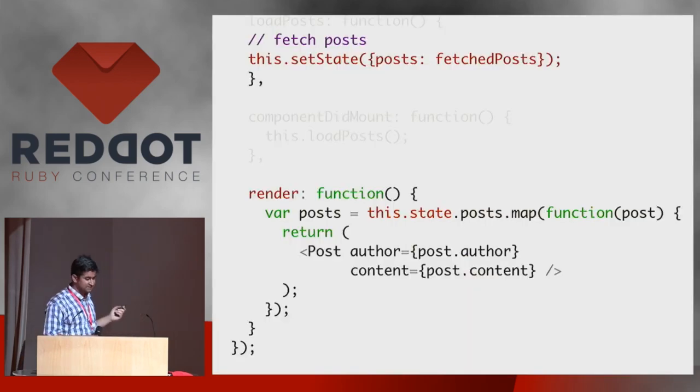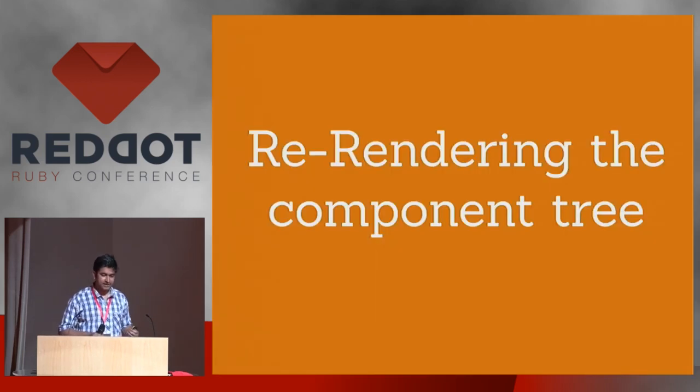So whenever the state changes here, the render function will get called, and posts will be rendered again. So that particular component will get rendered again. And it's not just that particular component, because it can be a parent component, so it can have a child component below it. So it will re-render the whole component tree.